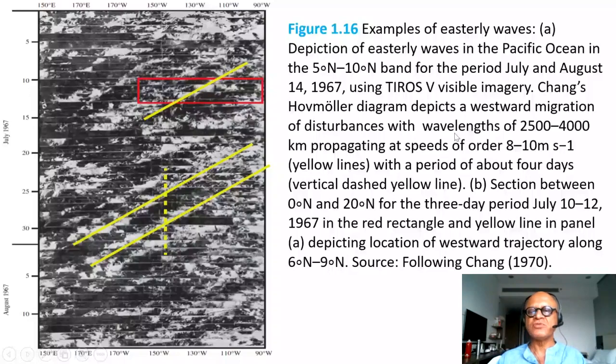This is disturbance with wavelengths of 2500 to 4000 kilometers. So the wavelength depends on various properties of the perturbation of the atmosphere, temperature gradients and background winds and so on and so forth, and they are propagating at speeds of the order of 8 to 10 meters per second. So here is the phase speed indicated by drawing lines to track the visible features from satellites, so that is a little bit approximate there.